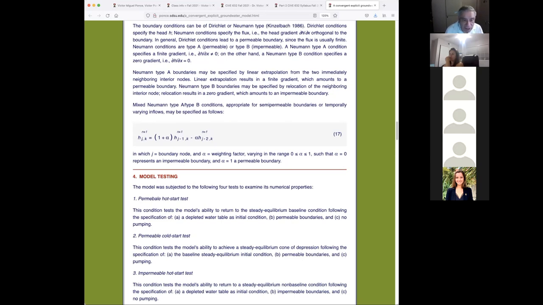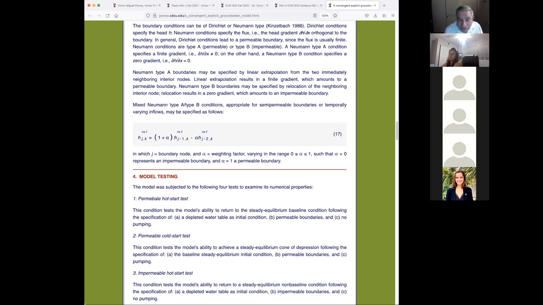And equation 17 is interesting, and you can notice that if the alpha is zero, then it becomes an impermeable boundary. And alpha equal one becomes a permeable boundary. Permeable because it's the average. Impermeable because it's the same value. When the value is the same on the boundary and right next to the boundary, it is impermeable because there's no gradient to move the water, right? Water only moves with a gradient.